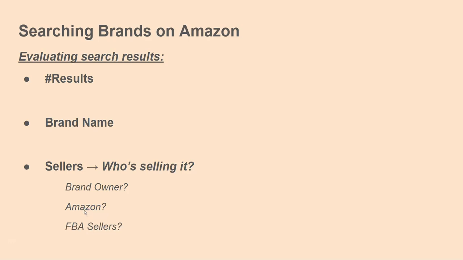Third, do they have FBA sellers? So if you see ships from Amazon, then those are FBA sellers. If it ships from Amazon, but it's being sold by someone else, then that's FBA. If you see ships from a particular seller and it's also sold by that same seller, and it ships directly from them, that's a fulfilled by a merchant seller, FBM. So you want to know what type of sellers are selling the product.